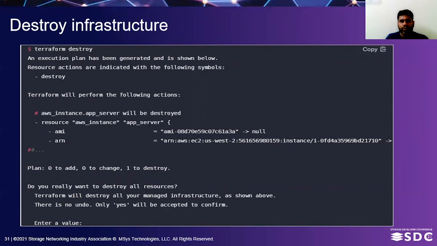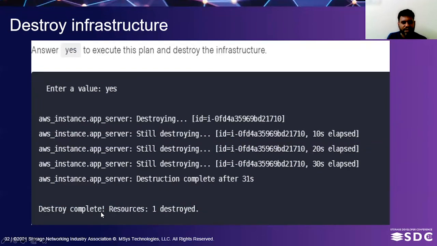Okay, so we saw here how to build the infrastructure, how to create the infrastructure and modify it. Once we complete all our infrastructure and our project is completed, or whatever the requirements are, and we no longer need the resources, we can destroy the infrastructure by using the terraform destroy command. Once you provide the command, we can see the actions that Terraform is doing here. It's showing us the destroy, and Terraform will perform the following actions. So aws_instance.app_server will be destroyed. And it will ask us, do you really want to destroy all resources? Once we provide yes, it will start to destroy the resources, and once the destroy is completed, it provides the message saying that one resource destroyed.